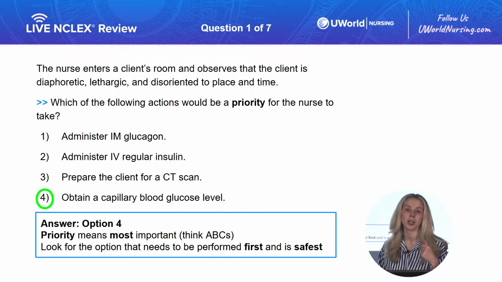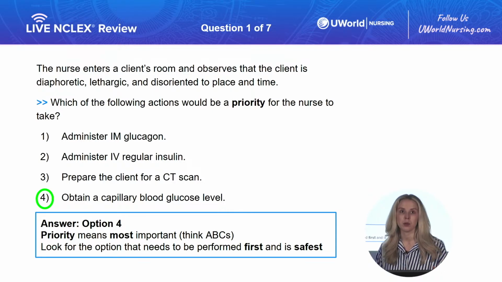So it's going to be much quicker, much easier, and much less invasive to do that quick little finger stick, make sure we can confirm. And that's why options 1 and 2 are wrong. We never want to blindly give medications before we give a glucagon to increase the blood sugar and before we give an insulin, which would decrease our blood sugar. We want to make sure we know what the baseline is where we're starting out. Again, we're never blindly giving medications.